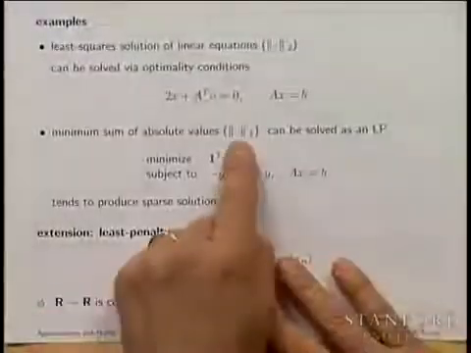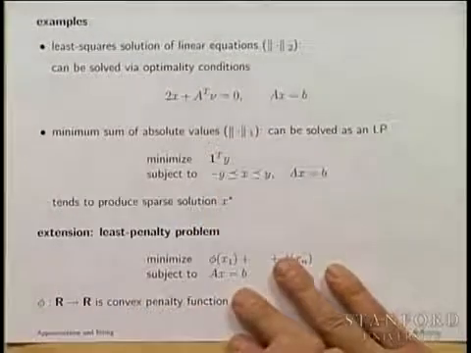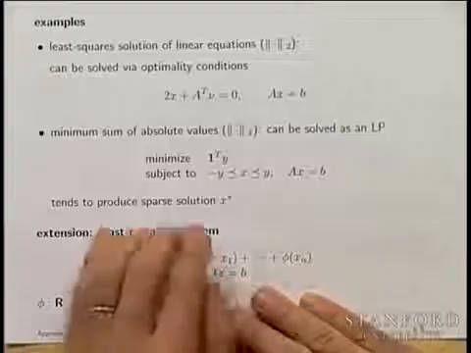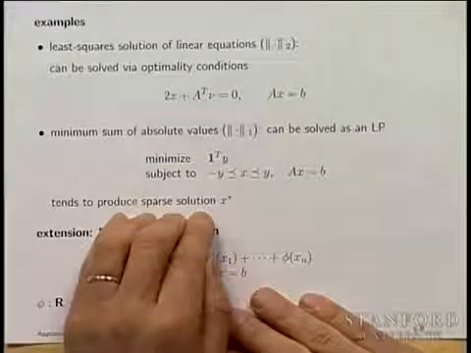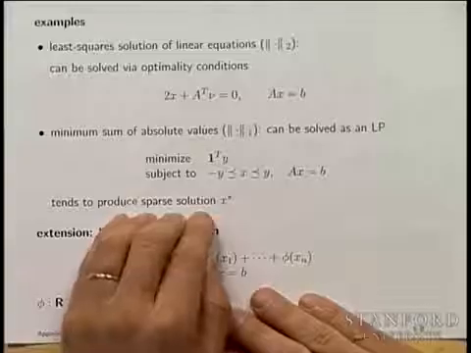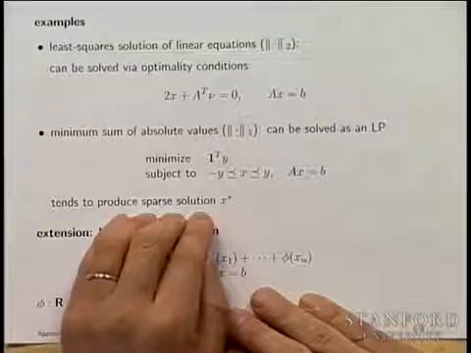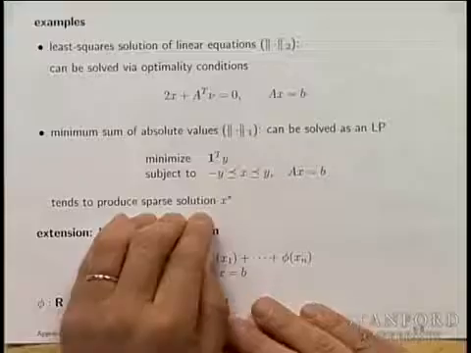Of course, for least squares, this has an analytical solution, which I won't go into much. In the L1 case, it's actually quite interesting, because when you minimize the one norm of x subject to Ax = b, you get a sparse solution. You get a sparse solution of a set of linear equations.